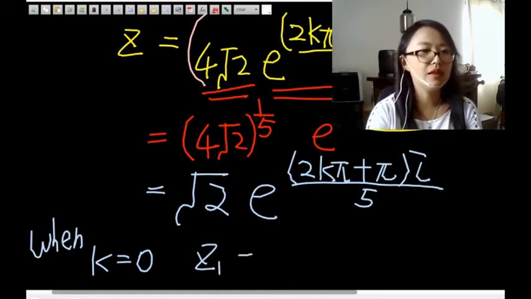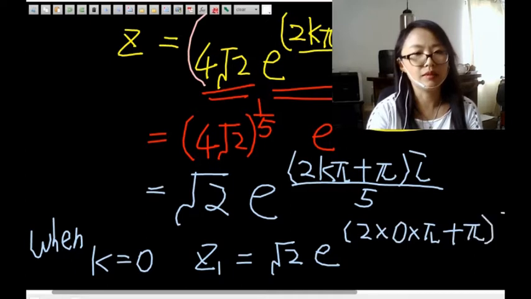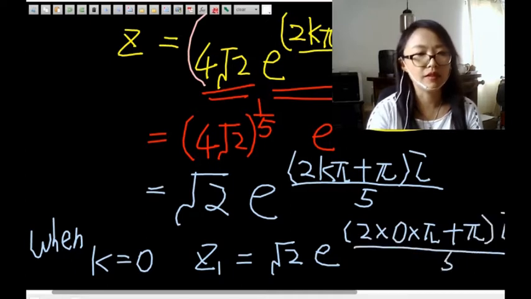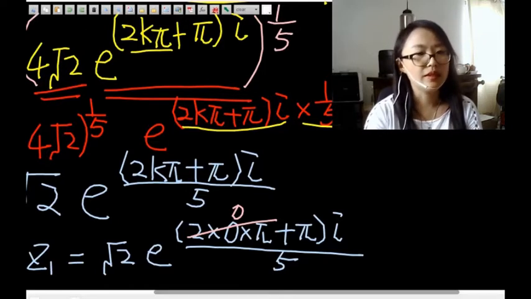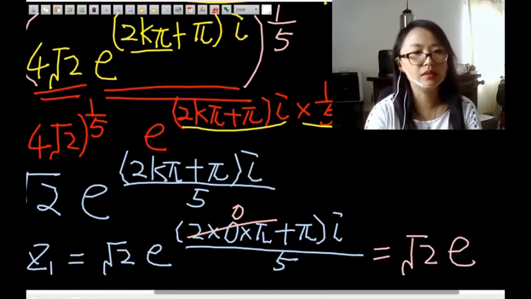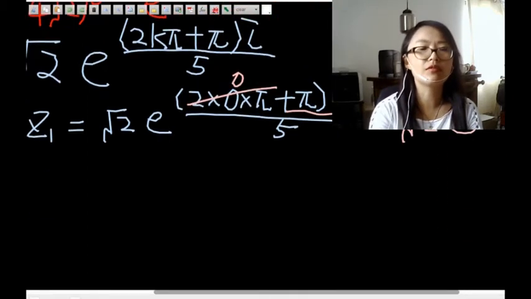Okay, so when k equals 0, we will get Z1. We'll call it Z1. It will equal the square root of 2 times e to the power of (2 times 0 times pi, plus pi) times i over 5. Okay, so the part with 0 goes away because it's just 0. And then what you would have is just root 2 times e to the power of pi over 5 times i. That is your first root.